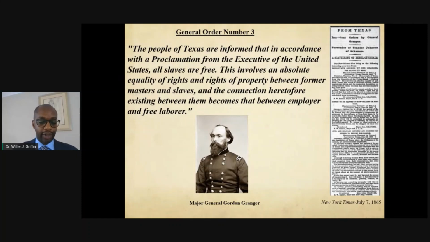After reading from General Order Number 3 that, quote, "all slaves are free," Major Granger continued, quote, "This involves an absolute equality of personal rights and the rights of property between the former masters and slaves. And the connection heretofore existing between them becomes that between employer and hired labor. The freedmen are advised to remain quietly at their present homes and work for wages. They are informed that they will not be allowed to collect at military posts and that they will not be supported in idleness either there or elsewhere."